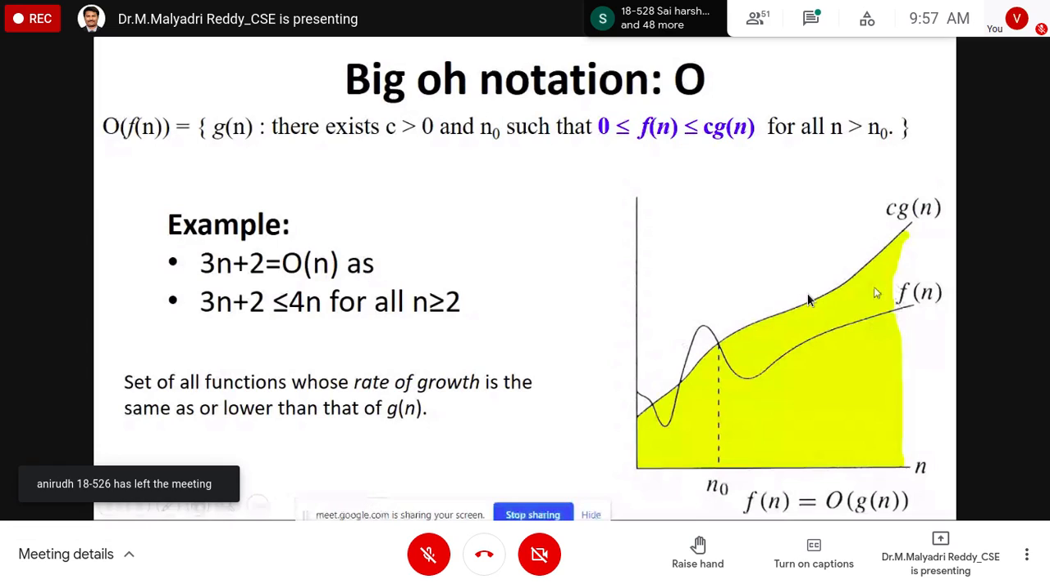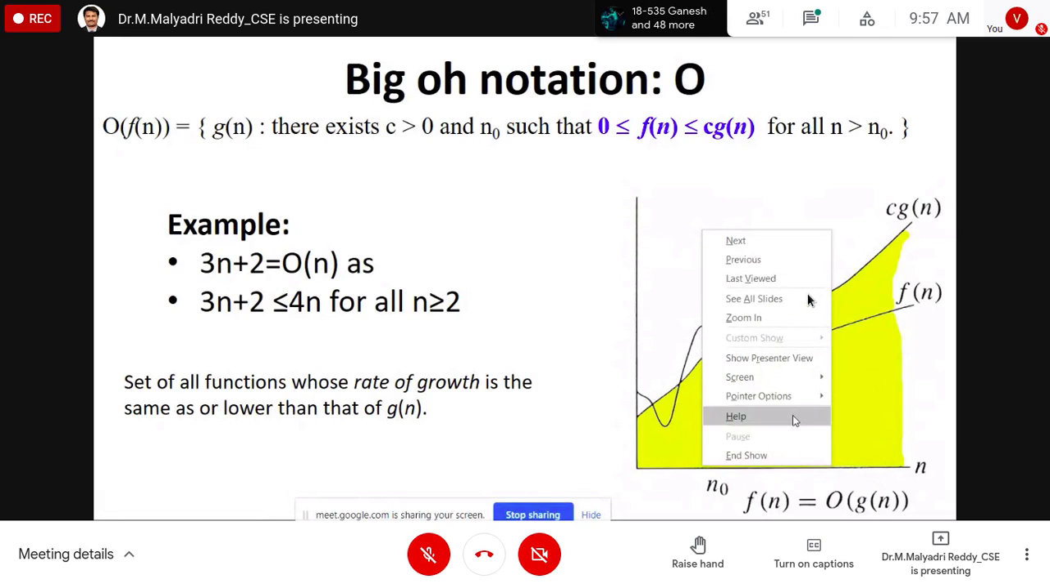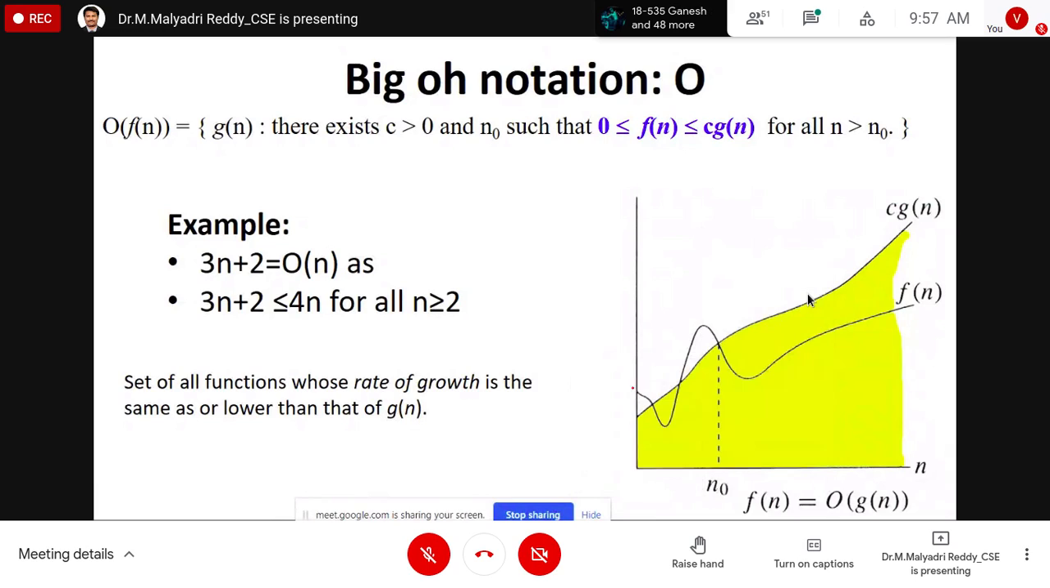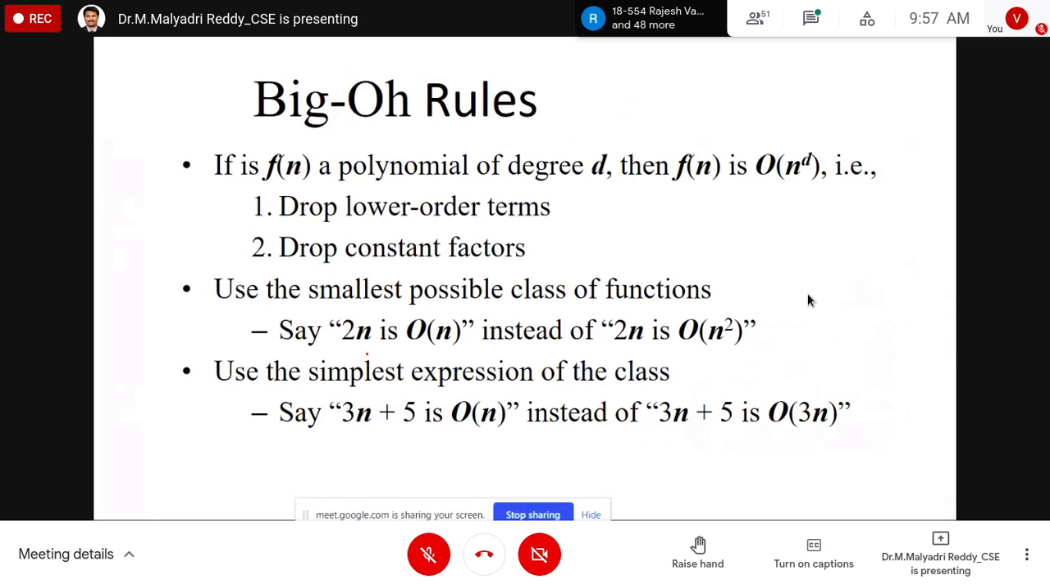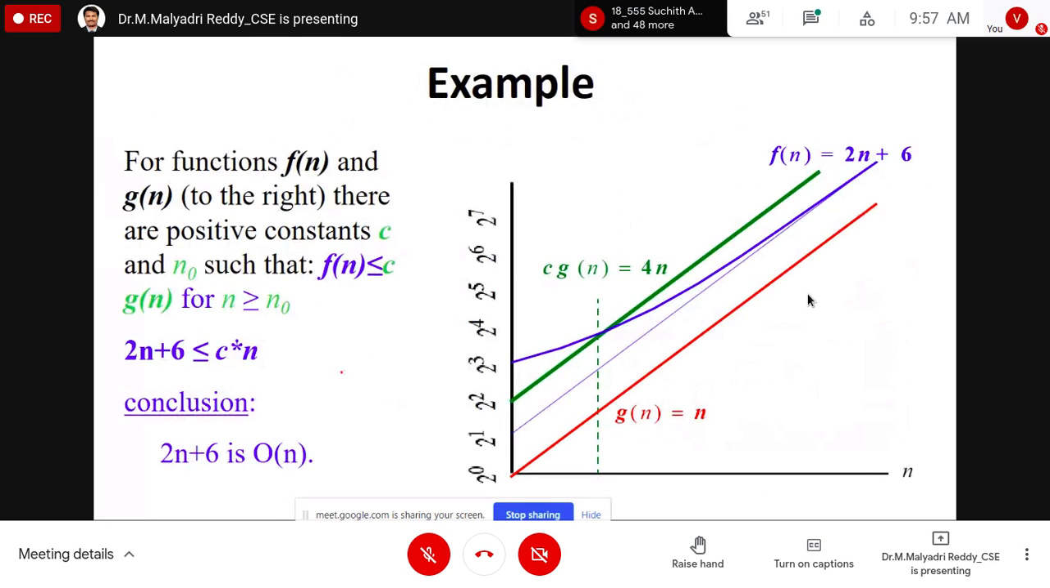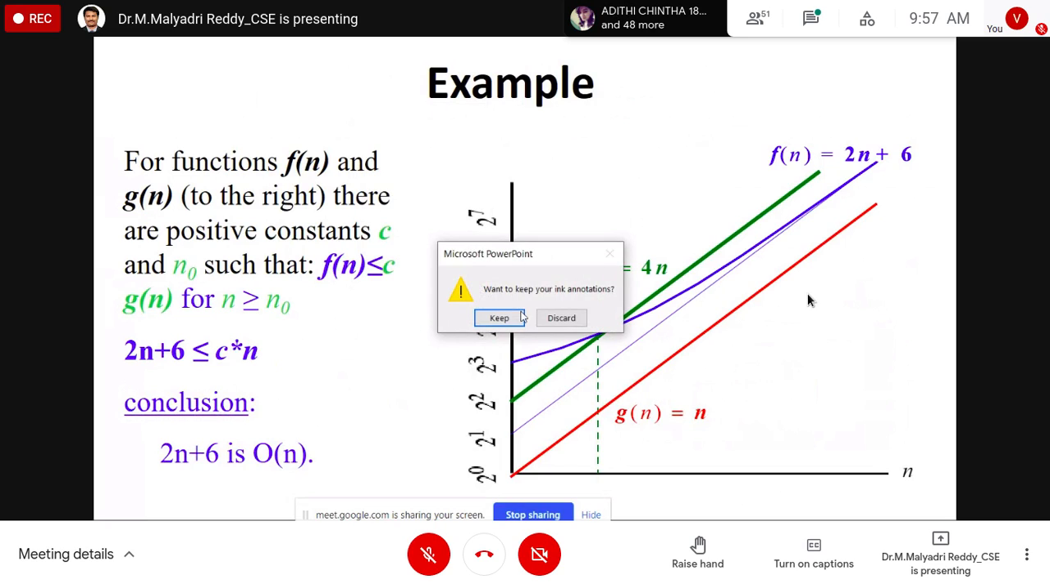f of n exists within the boundary. So here it shows the upper boundary of the given function. If it crosses that, the algorithm fails. This is the big O notation. It's nothing but worst case functionality, because it gives the upper bound value. Similarly for the remaining.